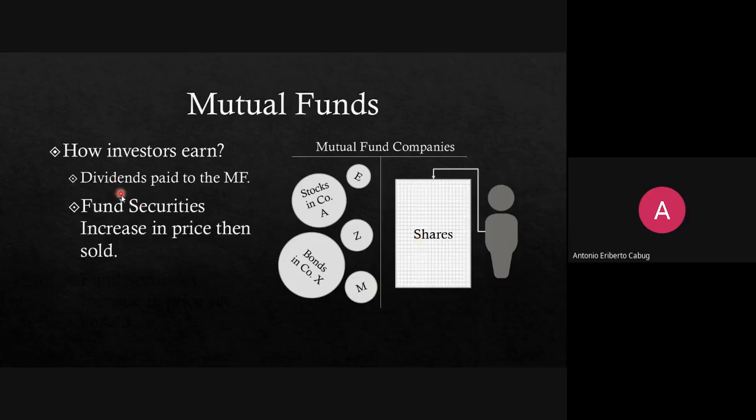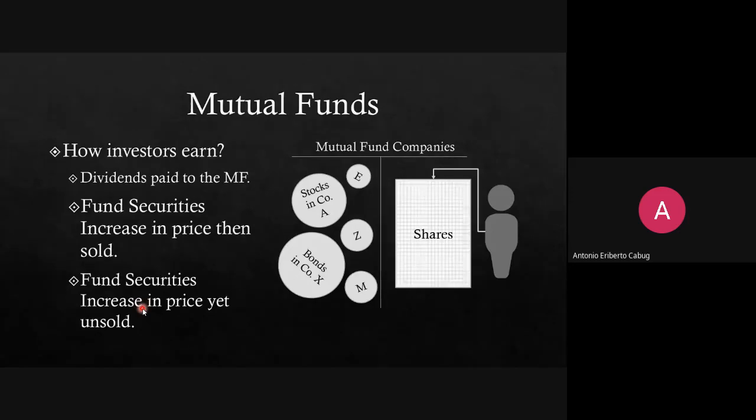Aside from dividends, the fund securities may increase in price, and then when they are sold, there is a gain. We call that realized gain. So kung binili to at 100, nabenta to at 120, there's a 20% gain. Or kahit hindi mabenta, fund securities increase in price, yet it is unsold. Hindi naman nabenta. That being the case, we call it unrealized gain. The value still goes up. Yun nga lang, hindi pa nabenta. So whether sold, realized, or unrealized, the gain will happen to the mutual fund company.